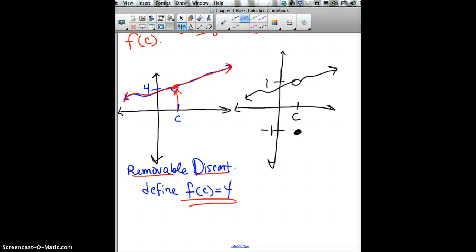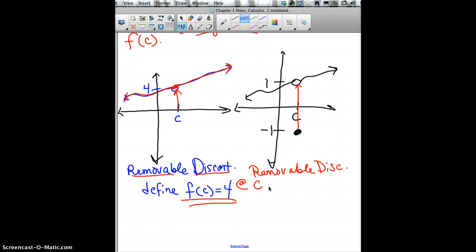However, if I were just to redefine this, if I were just to say, you know what, I'm going to move this hole right up here and fill that in, it would become continuous. So it's basically, if you could just fill in the hole, we call it removable. So I'm going to say this is a removable discontinuity at c. How could I remove it?